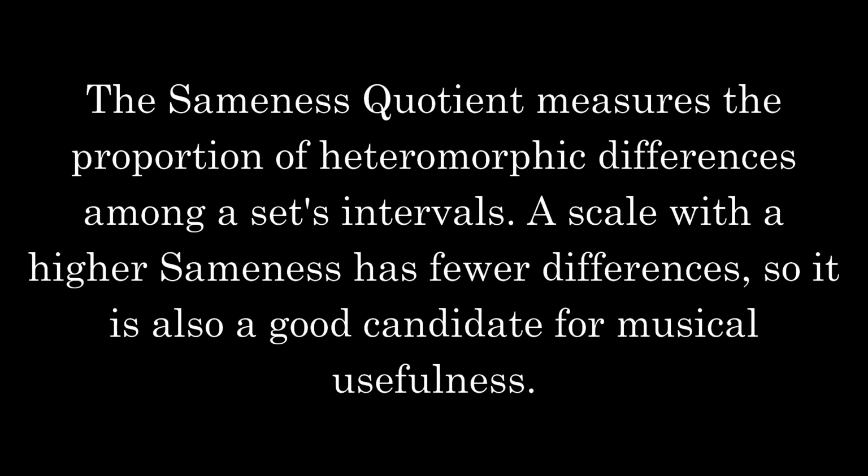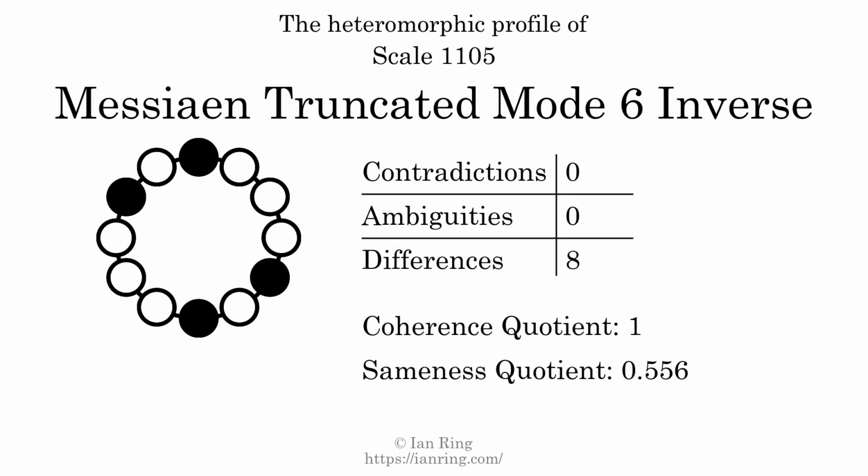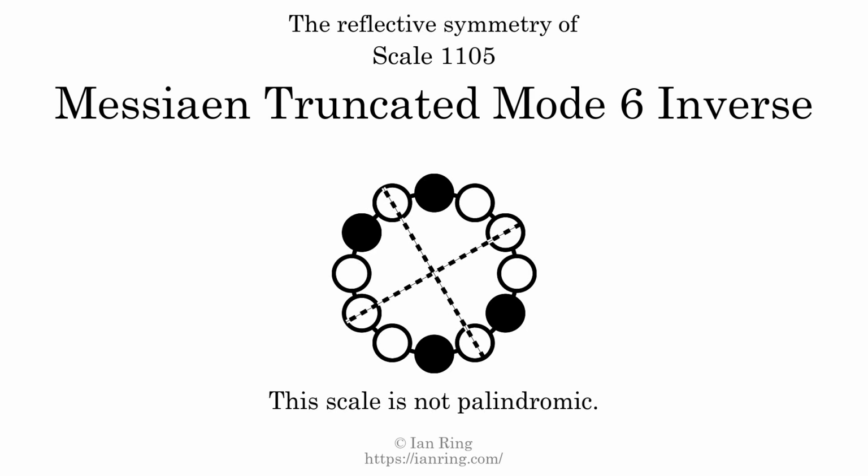The sameness quotient measures the proportion of heteromorphic differences among a set's intervals. A scale with a higher sameness has fewer differences, so it is also a good candidate for musical usefulness. The sameness quotient is 0.556. This scale has reflective symmetry across two axes positioned at 2 semitones and 5 semitones above the root. This scale has a different pattern of intervals ascending and descending, so it is not palindromic.